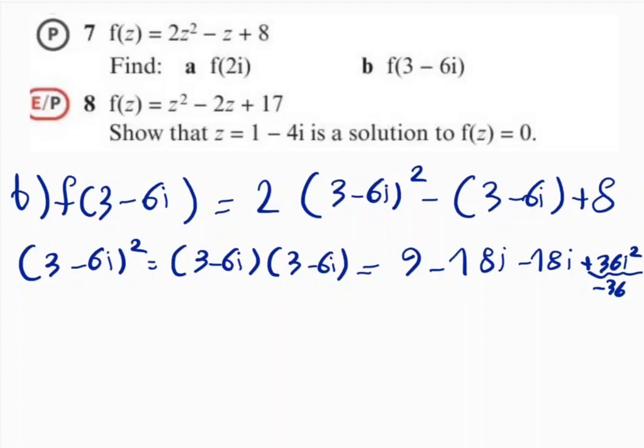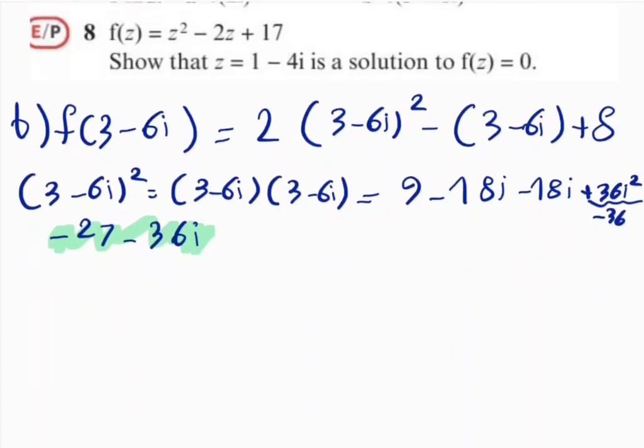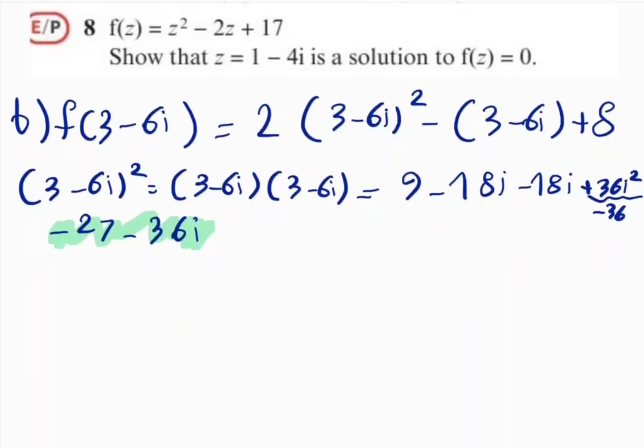Now we can simplify this. 9 minus 36 is minus 27, and minus 18i minus 18i is minus 36i. So 3 minus 6i squared is equal to this. Now we can get back to the main thing, which is here on top. So we now know that 3 minus 6i squared is equal to minus 27 minus 36i.